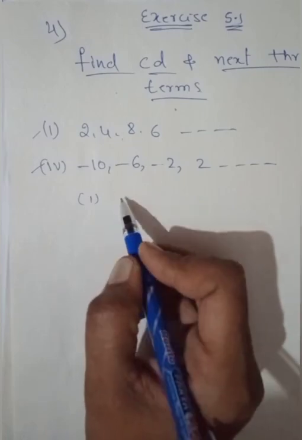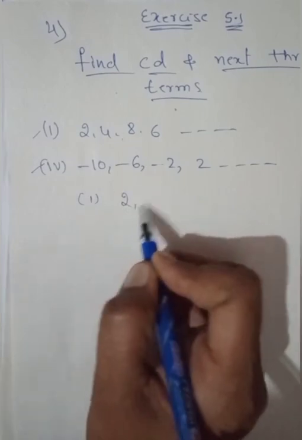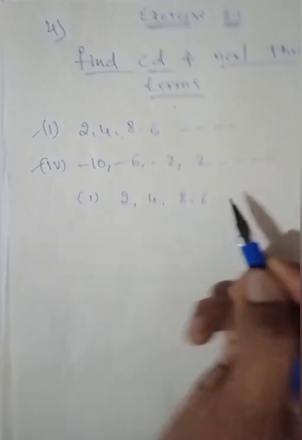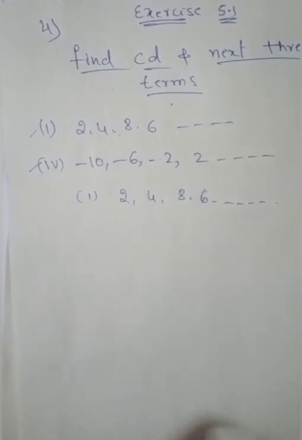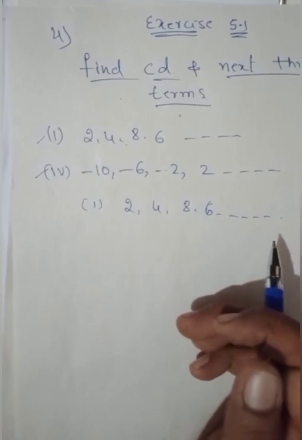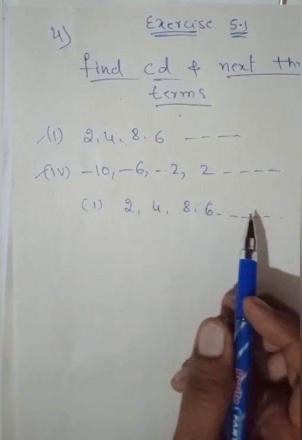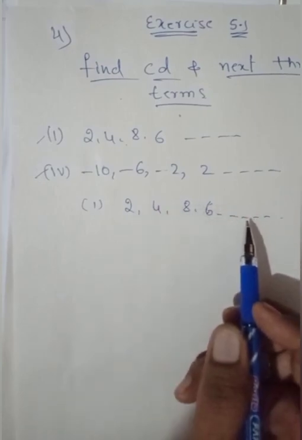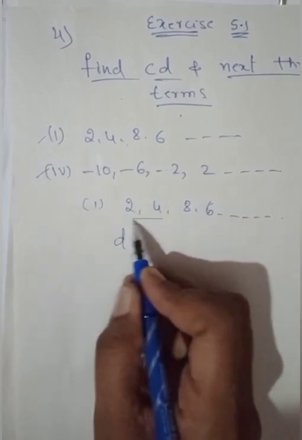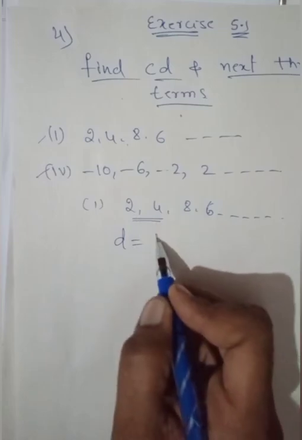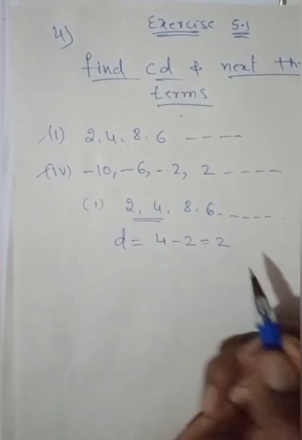Now here, the first series is 2, 4, 8 and 6. You are not going to call it an AP until and unless you show the common difference is the same. You can call it a series. Okay, so what you are going to do: first we will find the difference between the first two terms, that is 4 and 2, which is equal to 2.